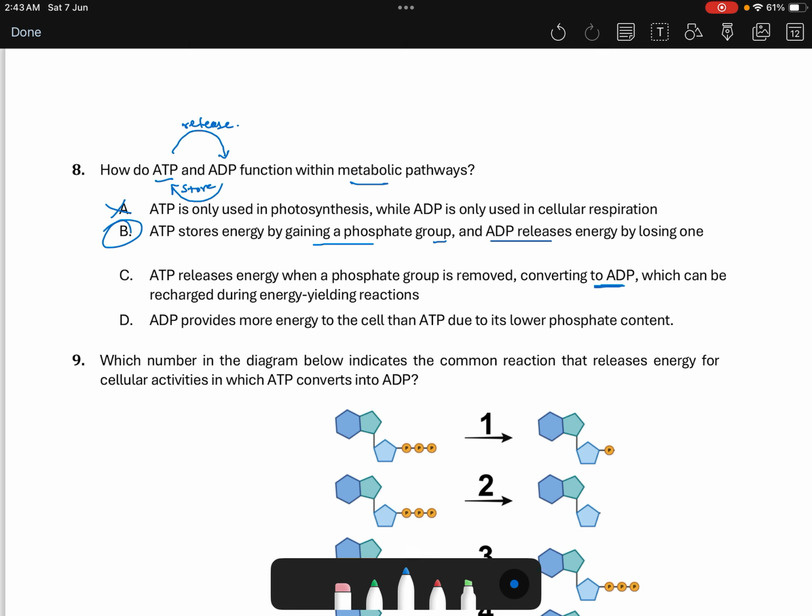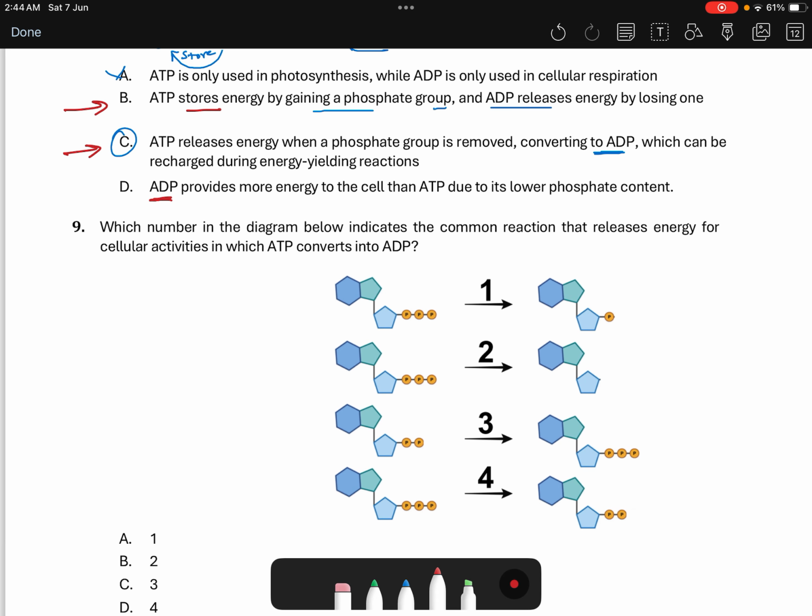Wait, this is correct, not B. ATP stores energy by gaining a phosphate group and ADP releases energy by losing one. That's also correct, actually. So possibly both are correct, okay? ADP provides more energy? No, ATP provides more energy.